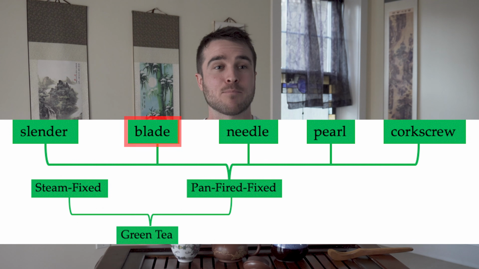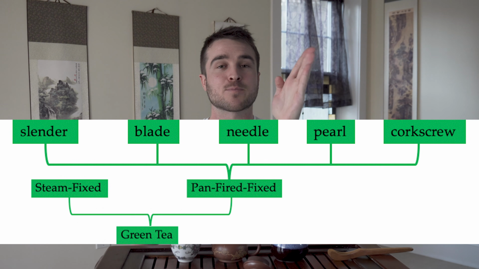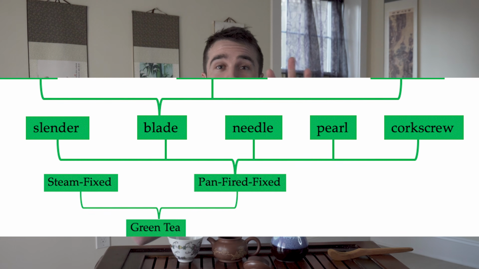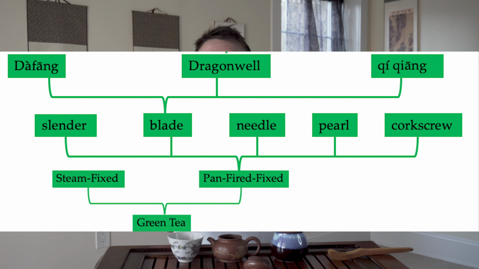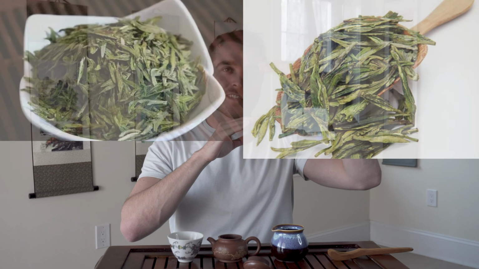We're gonna pick the flat blade-like shape of green tea and we're gonna leave the other 4 shapes behind. This branch now forks 3 different ways: dragon well, da fang, and we have qiqiang. They're all flat blade-shaped pan-fired green teas. At this layer, we're getting to not just the processing, but we're also starting to incorporate elements of region. But let's just keep pushing forward.